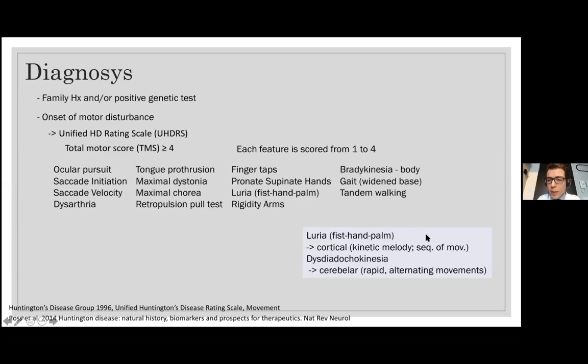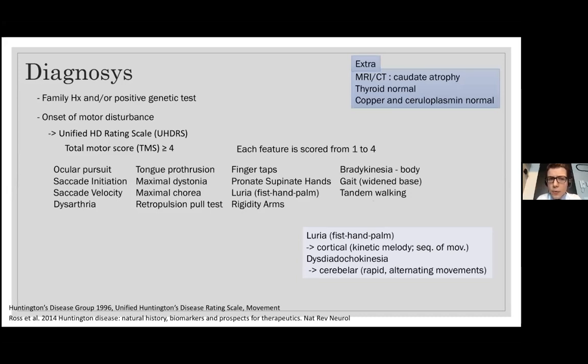So being able to program a sequence of movements, and it's a bit different from this diadochokinesia, which is more cerebellar, which is involved in rapid alternating movements. Okay, and also rigidity of the arms, bradykinesia, gaits, which can become widened, and tandem walking. So lots of features which we can then monitor to assess progression of the disorder. But in order to consider motor onset, it has to be 4 or more.